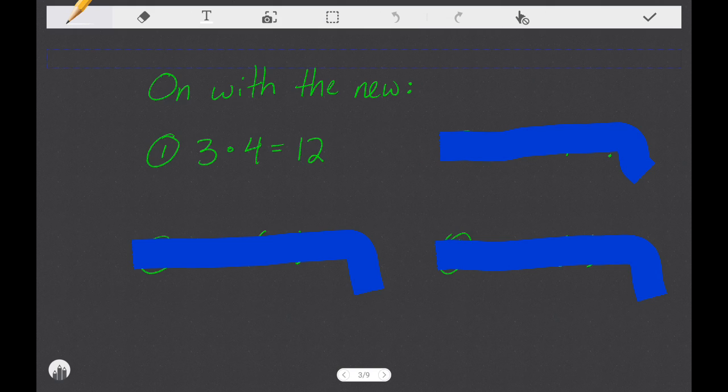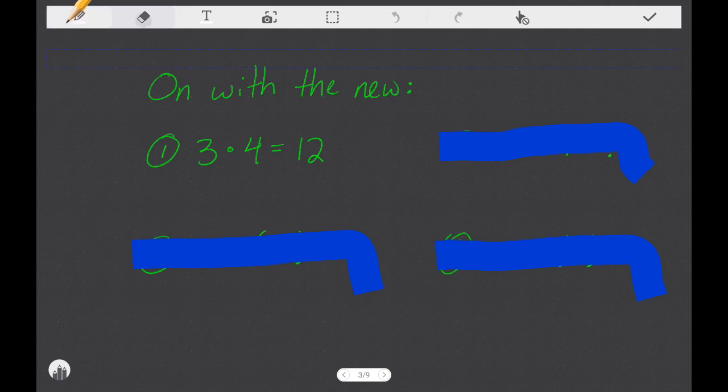Okay, so now we got to go on to something new. Now we're going to start playing with multiplying and dividing of integers. In other words, positive and negative numbers. So right now, what I have is something that we all know very, very well. 3 times 4 is 12.